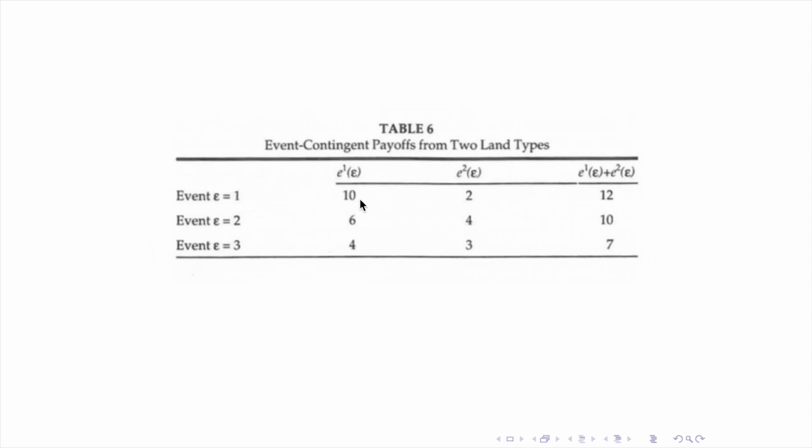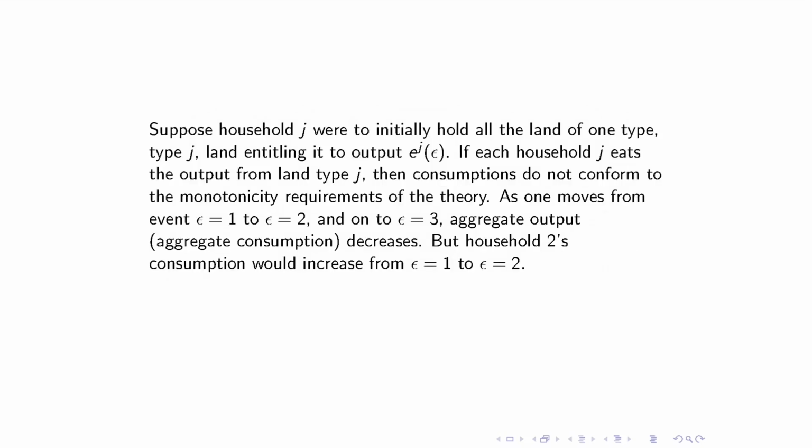Household 1 would go 10-6, household 2 would go 2-4. So although the aggregate is going down, I should say, from 12 to 10, household 2's consumption, if they ate all their own crops, would be going up. So that's a restriction. Now we considered a different way of doing it.